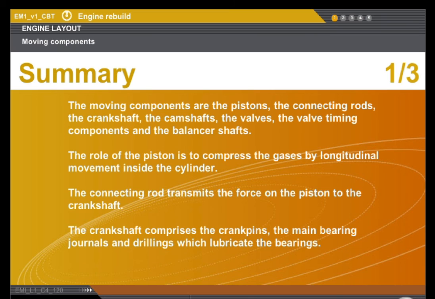In this section, we covered the following points. The moving components are the pistons, the connecting rods, the crankshaft, the camshafts, the valves, the valve timing components, and the balancer shafts. The role of the piston is to compress the gases by longitudinal movement inside the cylinder. The connecting rod transmits the force on the piston to the crankshaft. The crankshaft comprises the crank pins, the main bearing journals, and drillings which lubricate the bearings.